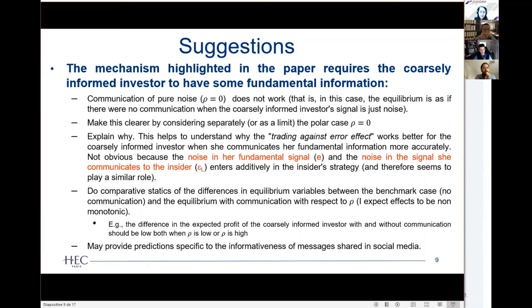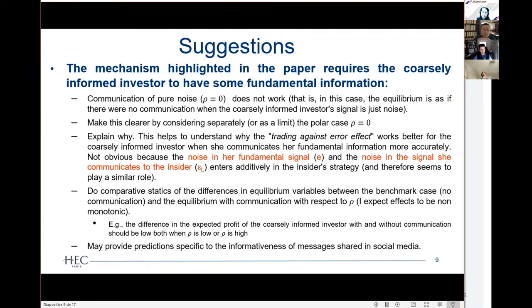So what this means is that it's necessary that the less informed guy has some fundamental information. Otherwise, nothing happens, essentially. And that's not obvious, because when you look at the equilibrium, the trading strategy of the insider, the way the insider trades on the signal conveyed by the less informed guy does not depend on whether the noise in this signal is the noise in the original signal of the less informed guy, or the noise that this guy has added to his signal. Those two noise terms enter additively in the trading strategy.